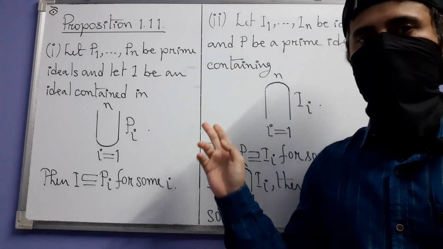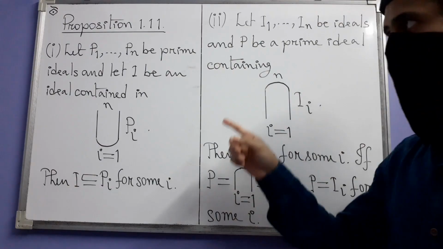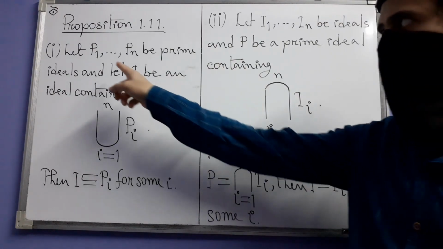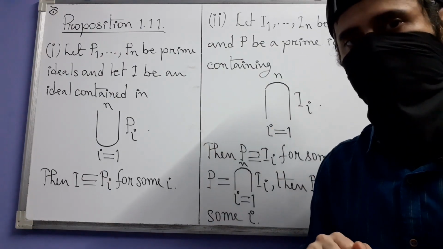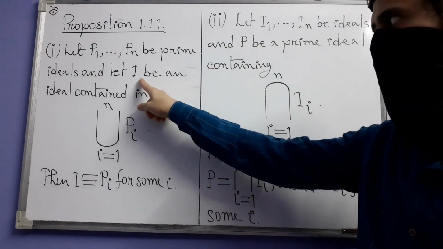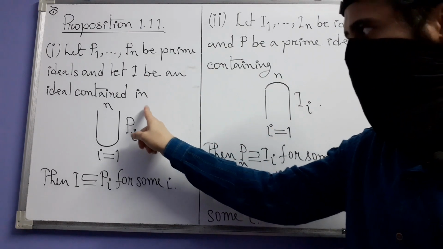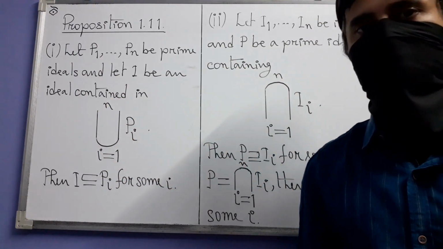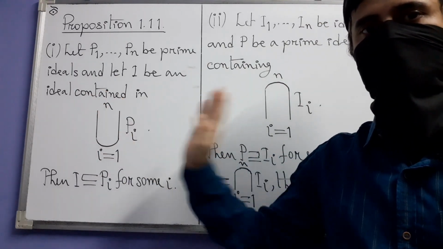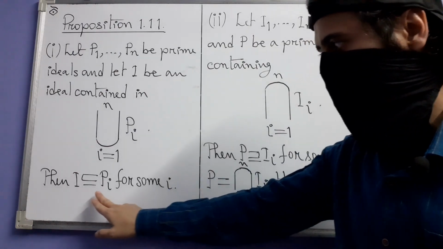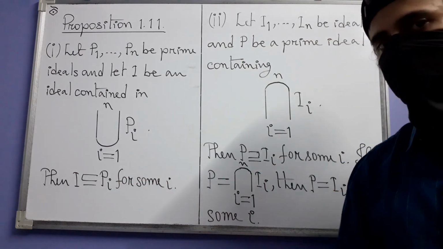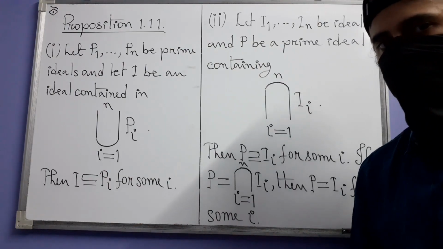Next we see this proposition. In part 1 of this proposition, there are a number of prime ideals, Pi, and there is another ideal I which is contained in the union of these Pi's. That means I is a subset of this union. Then we have to prove that I is a subset of some single Pi for some i.